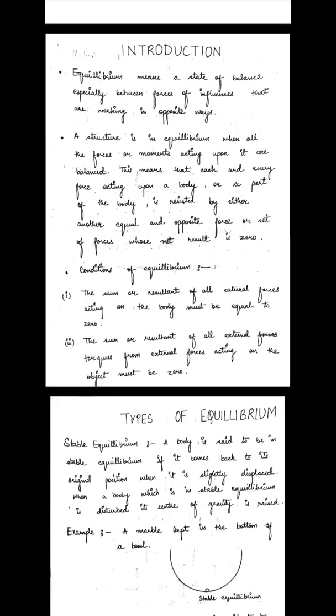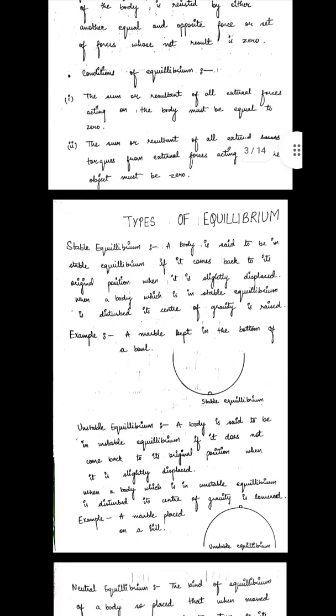Conditions of equilibrium. The sum or resultant of all the external forces acting on the body must be equal to 0. The sum or resultant of all the external torques from the external forces acting on the object must be 0. Now, types of equilibrium.